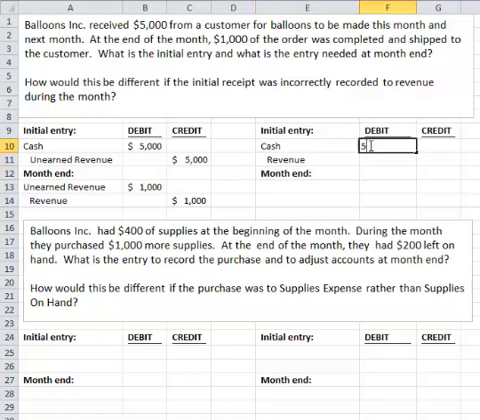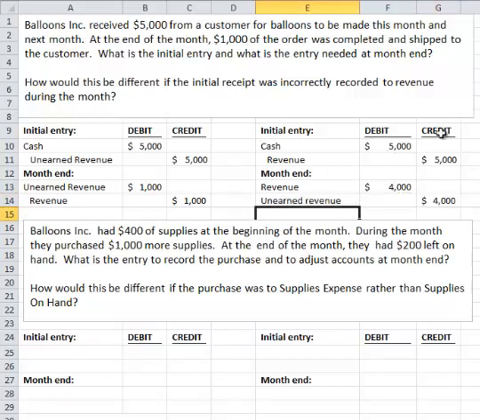The whole thing. That's not correct, and at the end of the month we could fix that with an adjusting entry by removing from revenue the $4,000 that was not yet earned. That would leave $1,000 in there, and that's what we need to have in there, and we would set up the unearned revenue of $4,000.